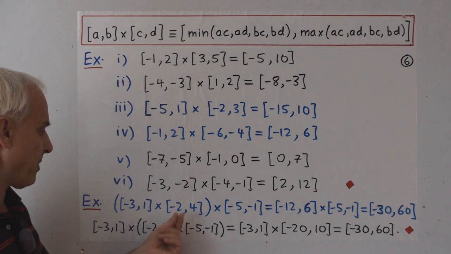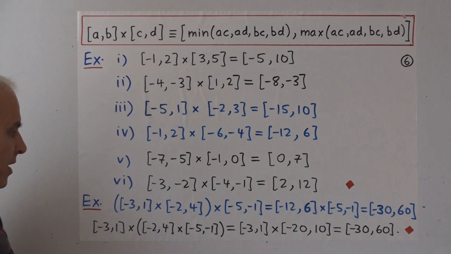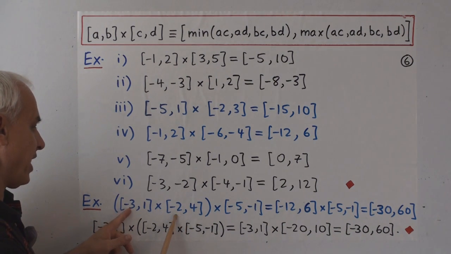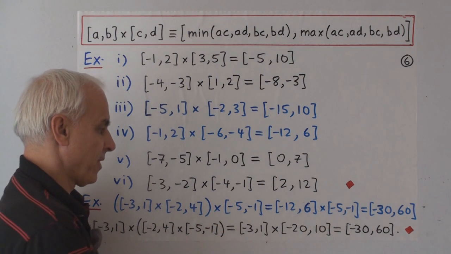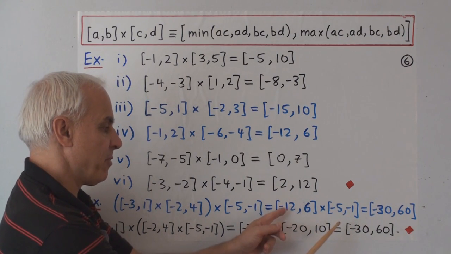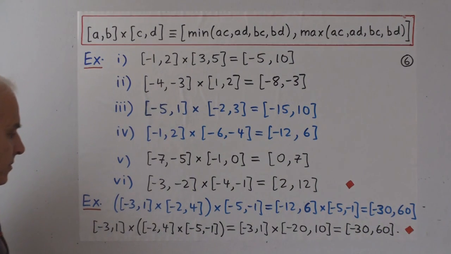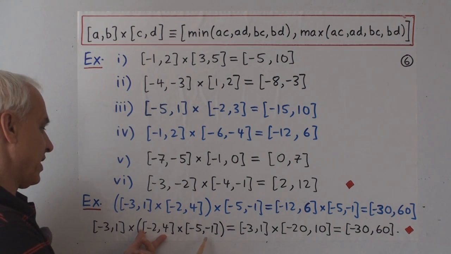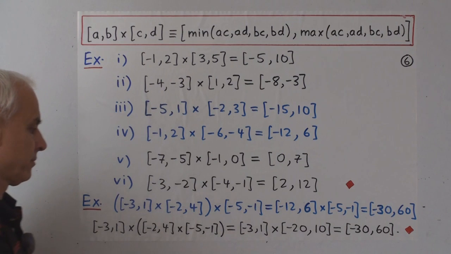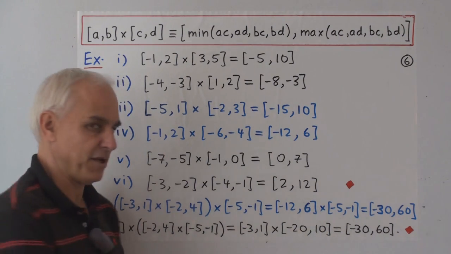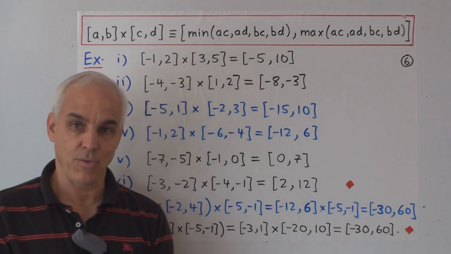Here's an example, minus 3, 1 times minus 2, 4 times minus 5, minus 1. The product here is, so the smallest possible value is minus 12, the biggest possible value is 6. That times this, and then looking at these two, the smallest possible value would be 6 times minus 5, that's minus 30. The biggest possible value would be minus 12 times minus 5, or 60. The other way around, with this product in brackets, the smallest possible value would be minus 20, the biggest possible value would be plus 10. So that times minus 3, 1, and then the smallest possible value is minus 30, and the biggest possible value is 60. It looks like associativity works.